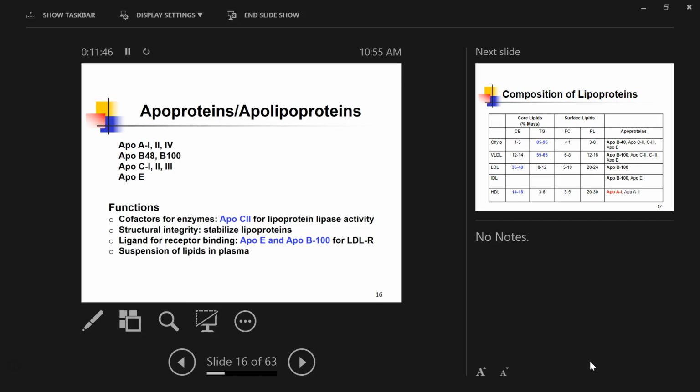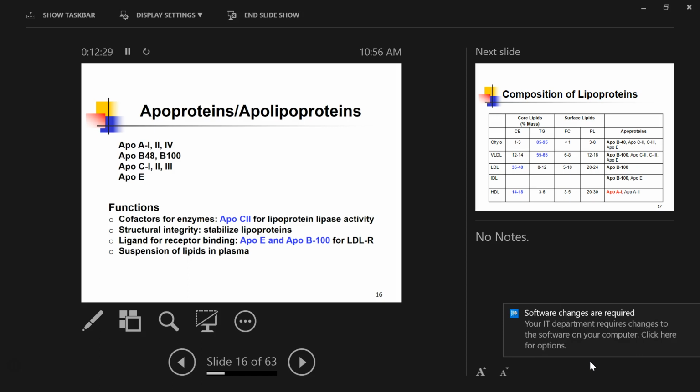To break down triglyceride and release fatty acids, if you still remember, right? That is the function of lipoprotein lipase, LPL. And LPL function needs ApoC2's help, so ApoC2 serves as a cofactor for lipoprotein lipase activities. This is one of the functions of apoproteins. And second, apoprotein also serves as structural integrity. Apoproteins can stabilize lipoproteins.